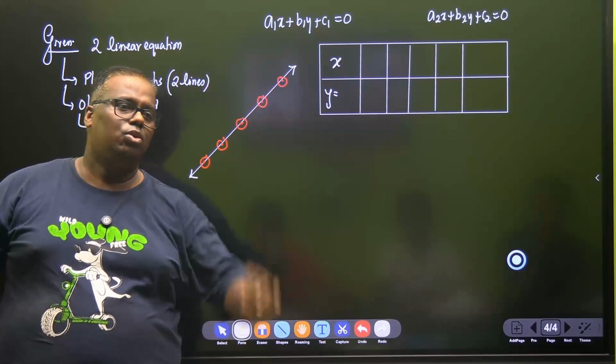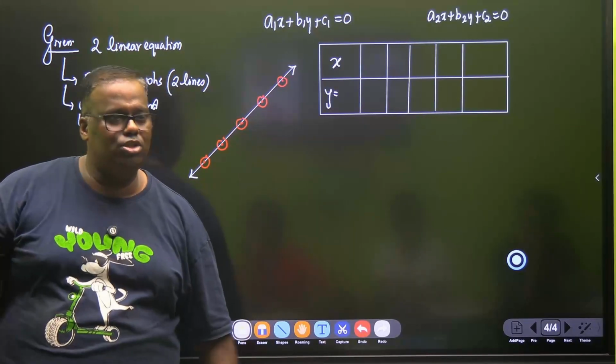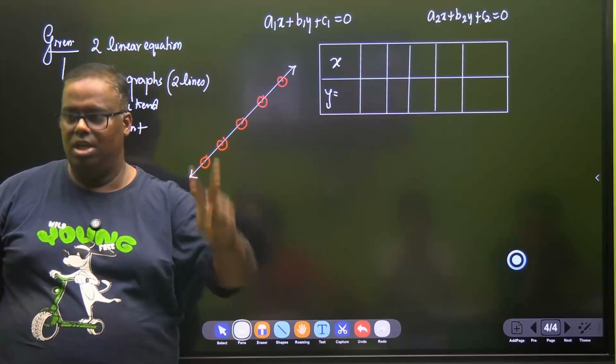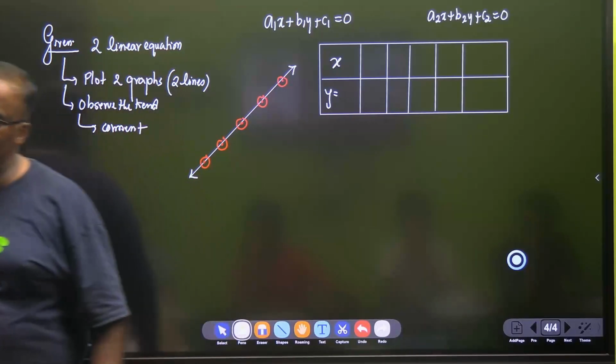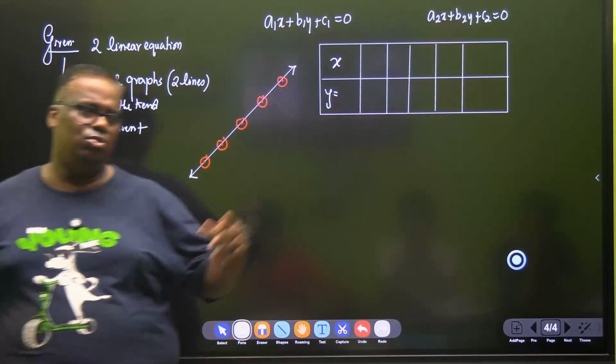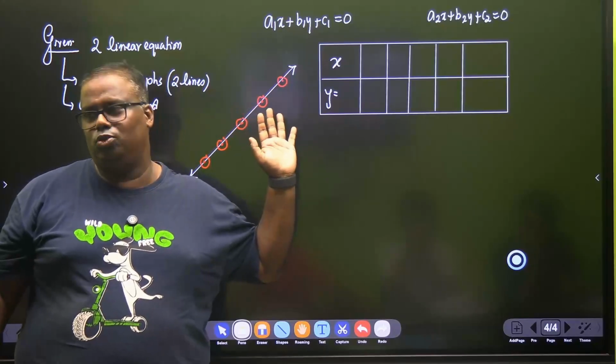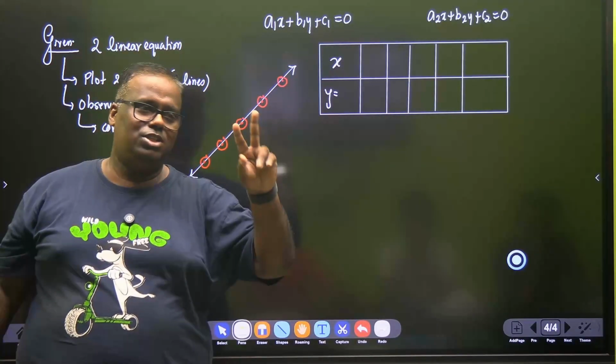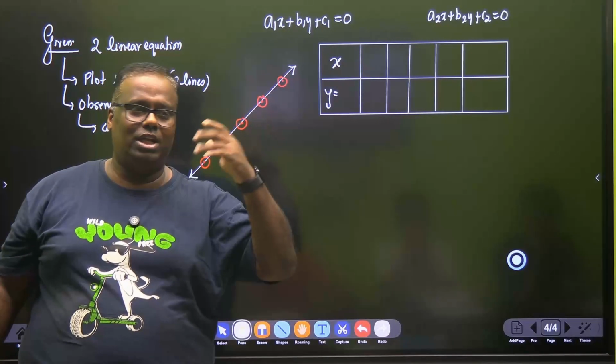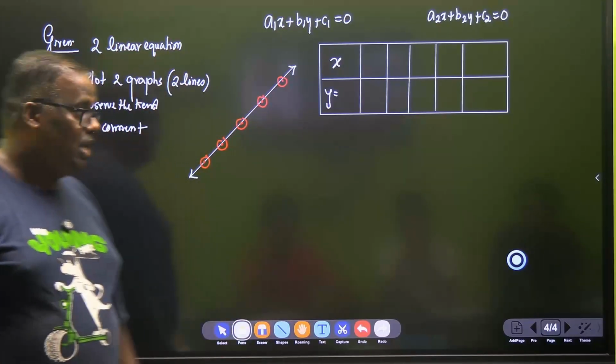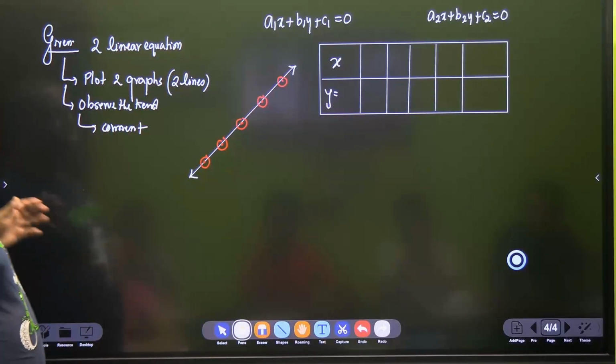Okay, to draw a straight line, how many points do you need? 2 points. Can you draw a straight line from 2 points? You should be able to, otherwise you kiss this part goodbye. 2 points, you should be able to draw a line. If not, then kiss yourself goodbye. Okay. From grade 8, I'm keeping on saying this.